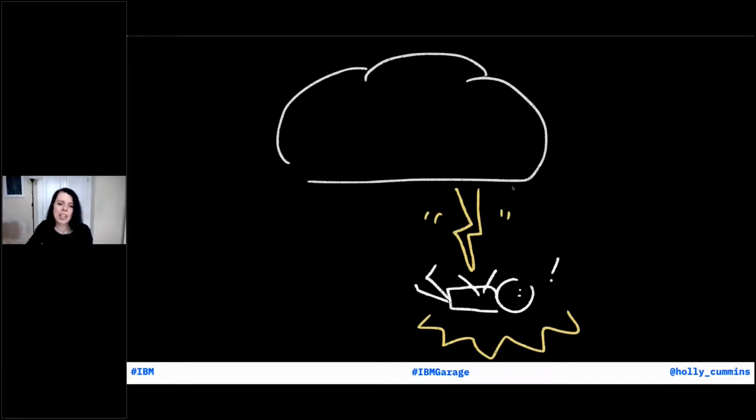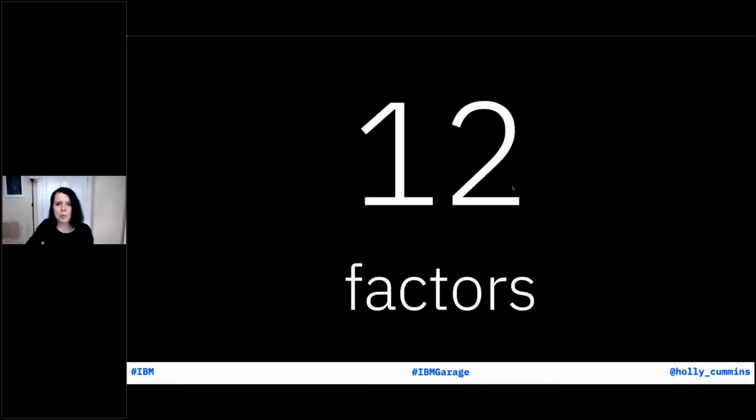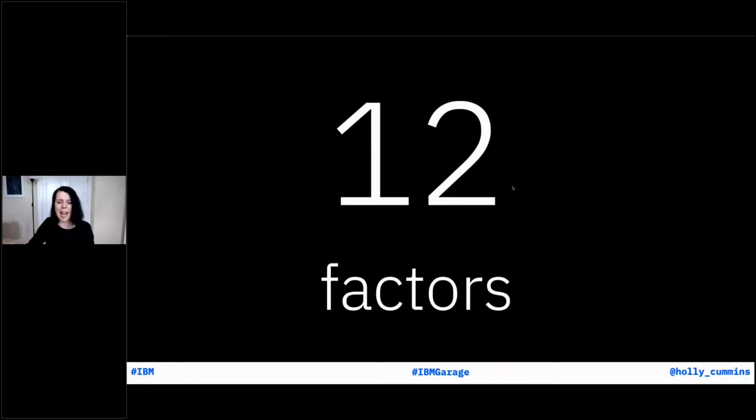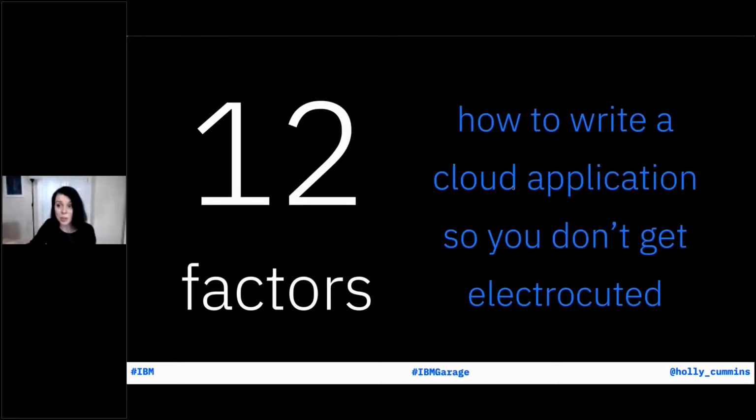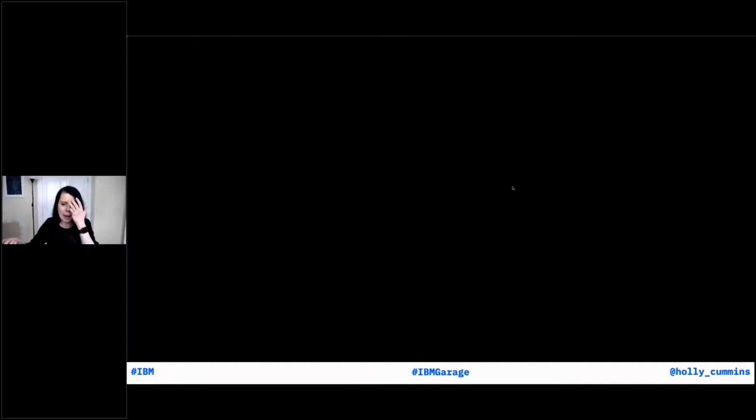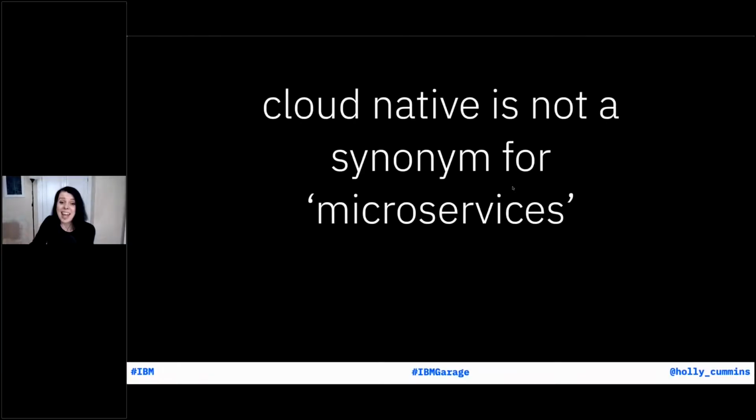So we got things like the 12 factors, which were really describing how to write your cloud application so you don't get electrocuted. But I think the main thing to remember is that nothing in the 12 factors and nothing in those reasons for cloud says that you have to do microservices. And cloud native, it's just not a synonym for microservices.